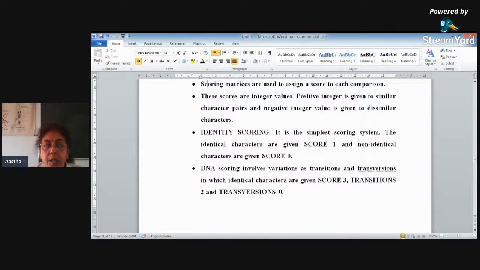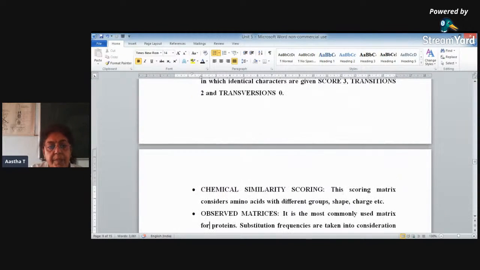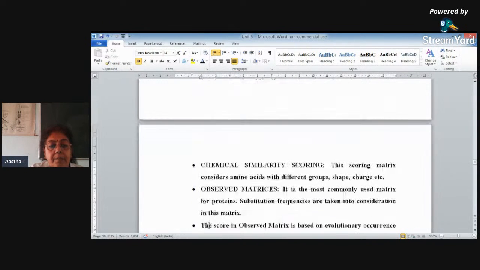इथल्या इथे तुम्हाला 3 systems दिसून गेल्या. Identical characters, positive integer, dissimilar characters, negative integer. This is one system. Another identity scoring system is identical characters score 1, non-identical characters score 0. तिसरी system आहे identical characters score 3, transition score 2, transversion 0 score. Means it is totally dissimilar.